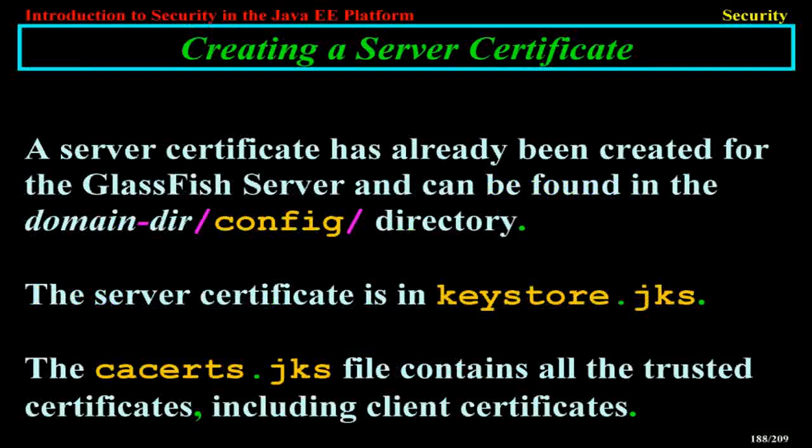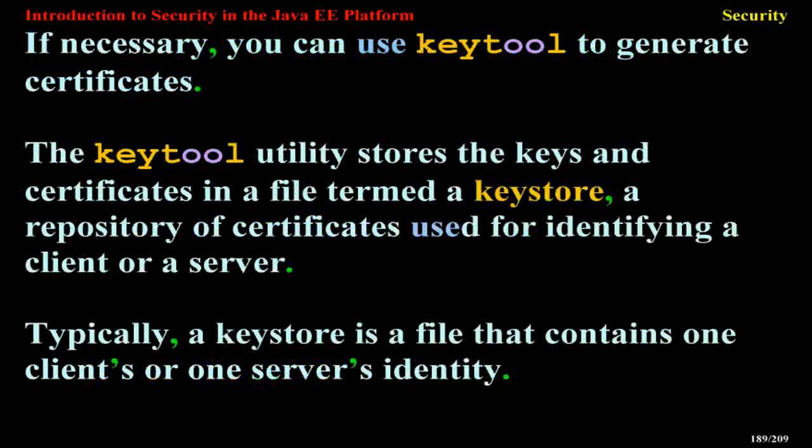A server certificate has already been created for the GlassFish server and can be found in the domain-dir/config directory. The server certificate is in keystore.jks. The cacerts.jks file contains all the trusted certificates, including client certificates. If necessary, you can use keytool to generate certificates.